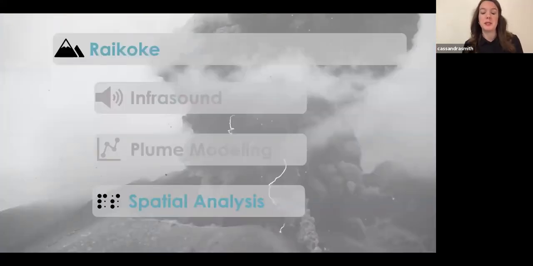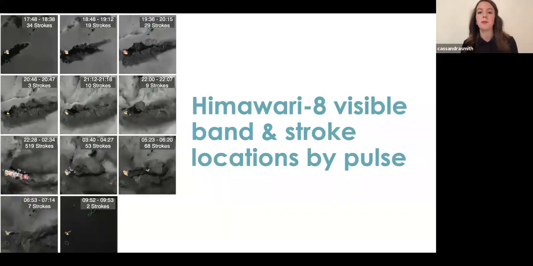Moving into the spatial analysis section of Reikoki. If you remember from that video at the beginning, there were 11 pulses. What I've done here is each one of these squares is one of those pulses, with all of the lightning from that section overplotted on the largest plume from that time. You can see really clearly here that the lightning is highly concentrated around the vent. It's not really extending out with the plume all that much, with the exception of pulse 7, which is this panel here on the third row, and a little bit with 8 and 9.